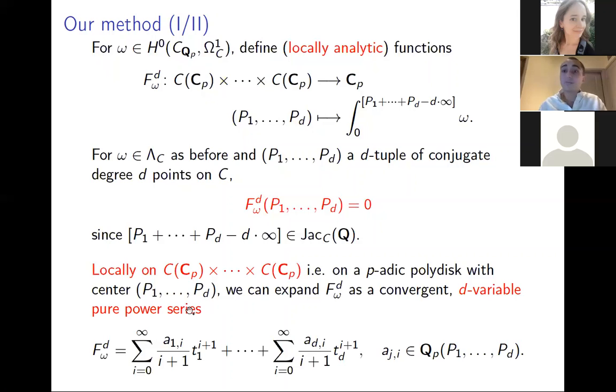And like before, locally on this d-fold product, that is on a p-adic polydisk, we can expand this F_omega^d as a convergent d-variable pure power series. The term pure here refers to the fact that there are no mixed terms. When we write this sum, we only have a summation in T_1 plus a summation in T_2 plus up to a summation in T_d. And this allows us to have better control of the Newton polygons.